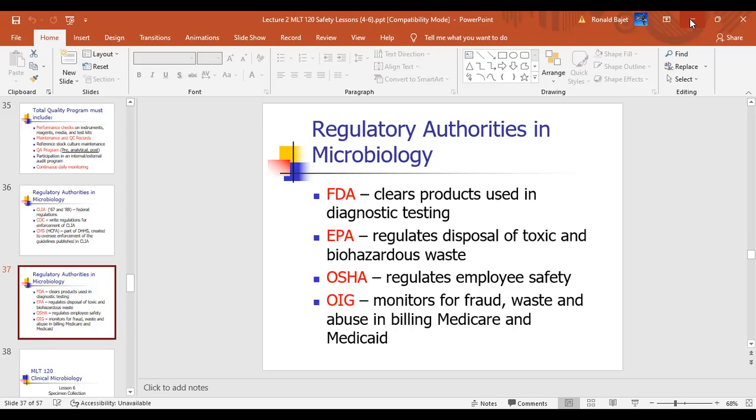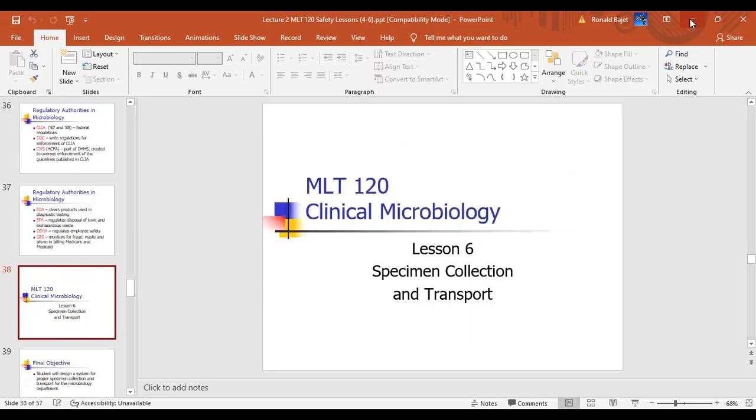OIG stands for the Office of the Inspector General, and they monitor fraud, waste, and abuse, like Medicare fraud, billing Medicare. They want to make sure that that doesn't take place. I don't want to say it's common, but it happens where people would charge for Medicare. They would get reimbursed when it was actually fraudulent. The patient didn't exist. Sometimes that kind of stuff happens.